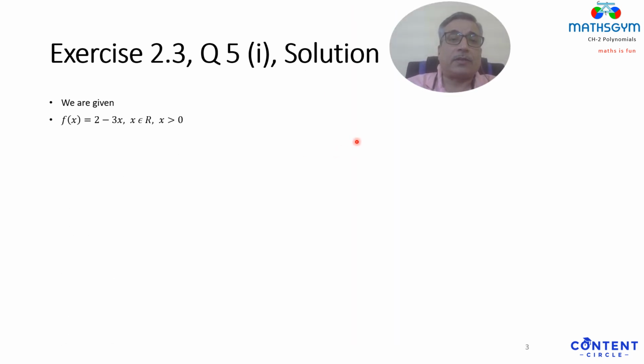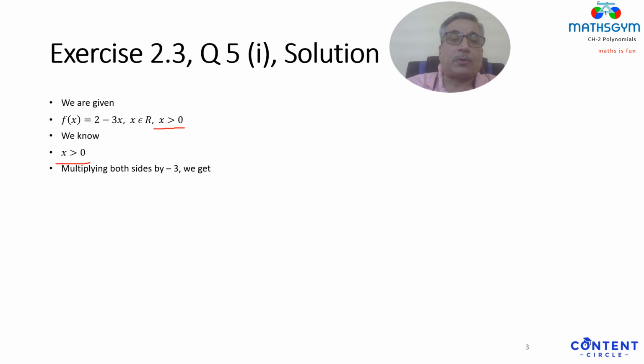So what are we given? We are given that f(x) = 2 − 3x, x belongs to R, x is greater than 0. We know now that x is greater than 0. Please take a note that we are starting off from an information given in the question itself. x is greater than 0.